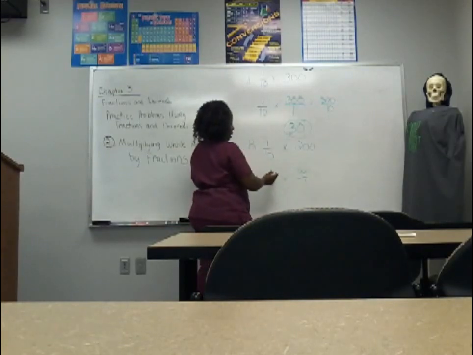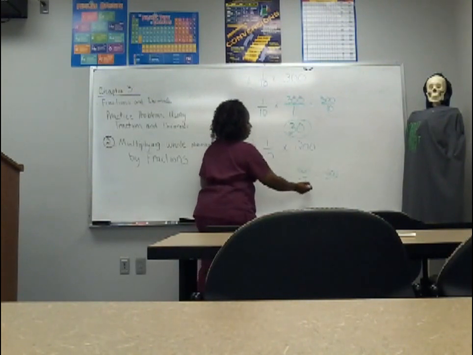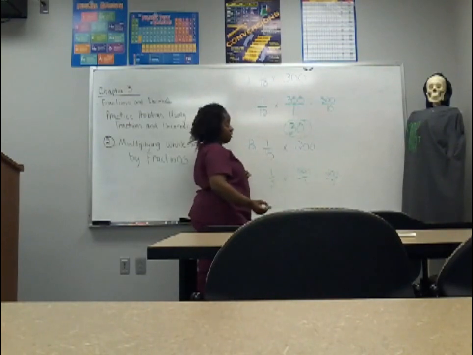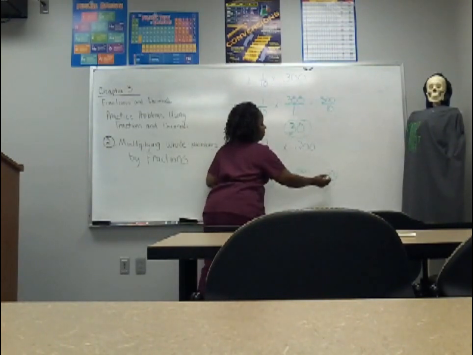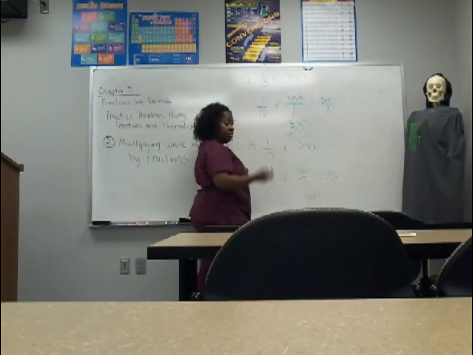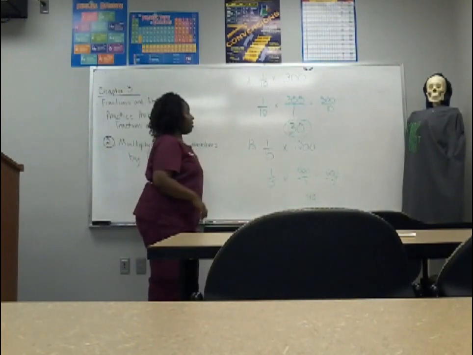I simply multiply 1 times 200 is 200. And then 5 times 1 is 5. I'm still going to get the same answer because 200 divided by 5 is 40. Simple, right? Okay.